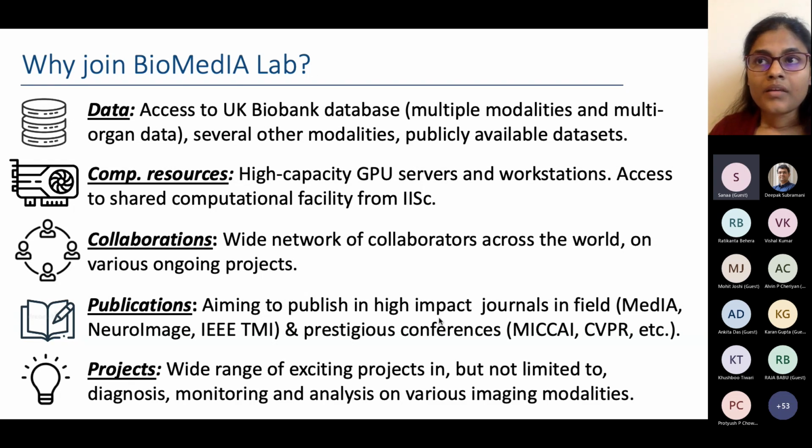So the current challenges that I was explaining in the last slide, and also the projects, are emerging as some of the hot topics in medical image analysis. So you will have a wide range of exciting projects to work on. And if you have your own ideas, we can also try to work on that as well. So you have exciting projects to work on, but not just limited to these areas.